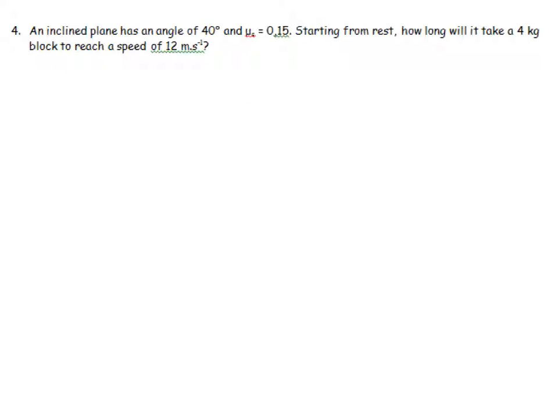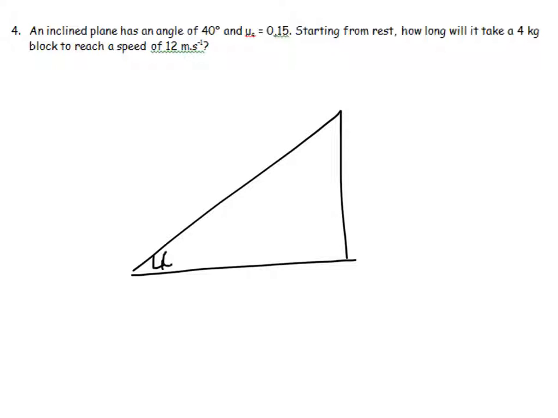An inclined plane has an angle of 40 degrees. I've been given a coefficient of friction of 0,15. Starting from rest, how long will it take a 4 kilogram block to reach a speed of 12 meters per second? First, I'm going to need to work out the acceleration. So if I'm going to draw this plane, it's 40 degrees. I've got this object over here. It's 4 kilograms. When I work out the weight of that, it's therefore 39,2 newtons. And the reason for that is it is 4 times 9,8.